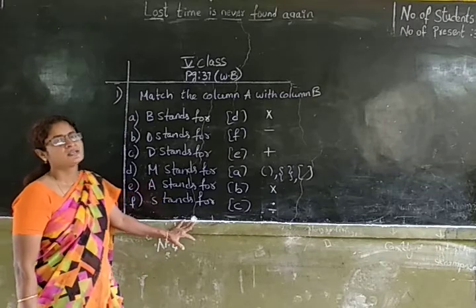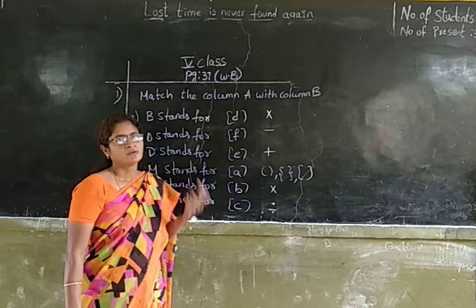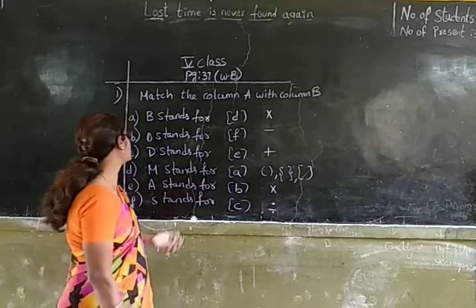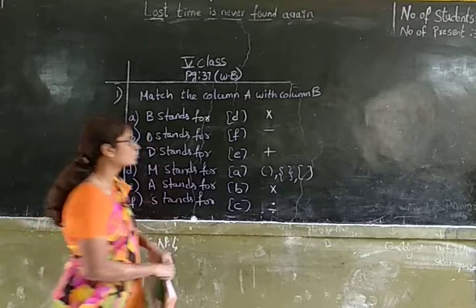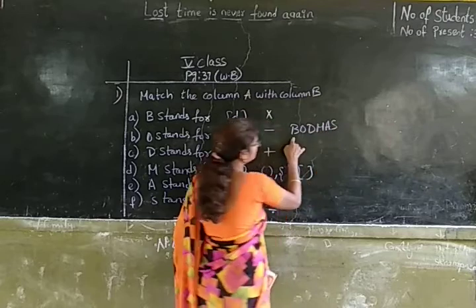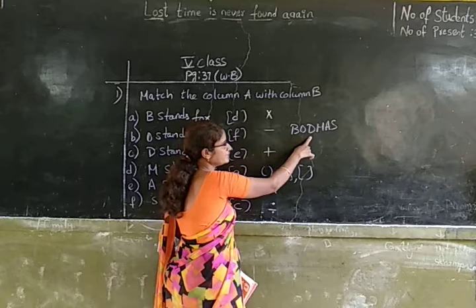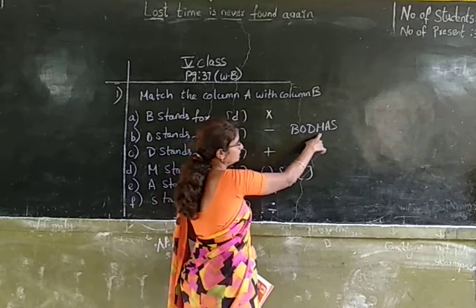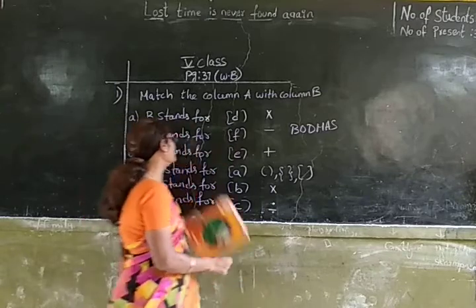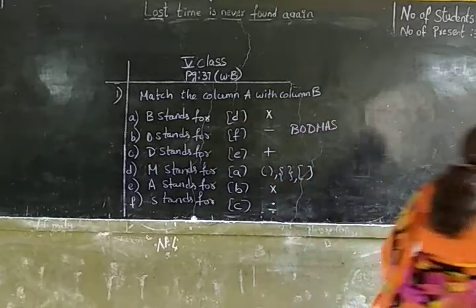Did you understand, children? In the Bodmas rule, B stands for bracket, O stands for off, which means multiplication, D stands for division, M stands for multiplication, A stands for addition, and S stands for subtraction. That we have done in the form of matching.